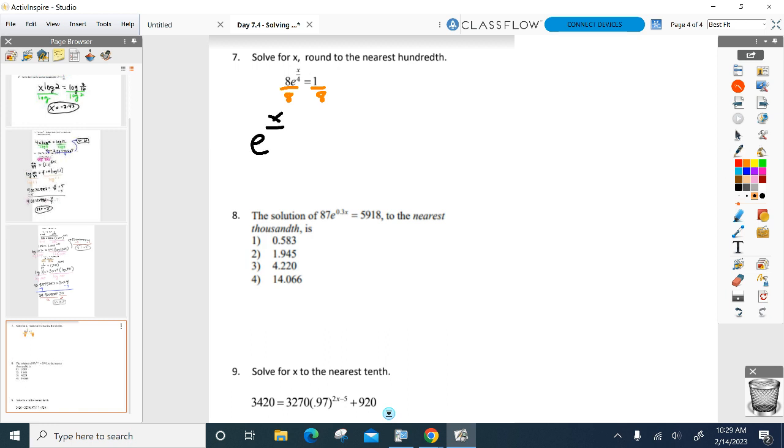So e to the x over 4 equals, I'm going to keep it 1/8. Now you can log both sides. But I could not log both sides at the beginning of the problem. Get rid of the log, exponent last. So divide by log e.